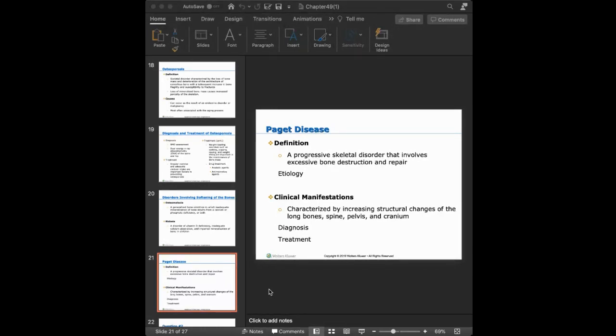And so we treat it by making sure the patient gets enough phosphate. So we give them oral phosphate supplements, and we want them to get good exercise to make sure that they are keeping their bones healthy. But bisphosphonates are the most common treatment for Paget's disease.